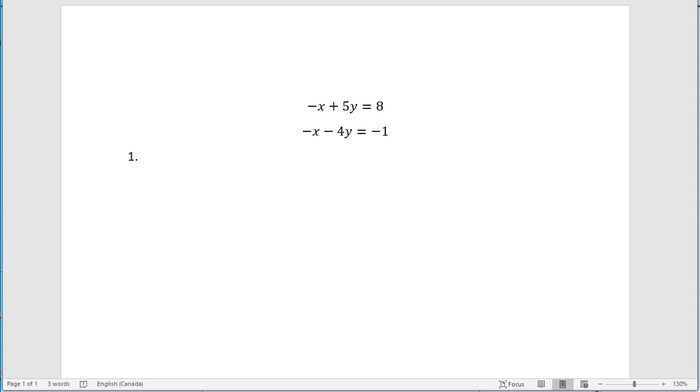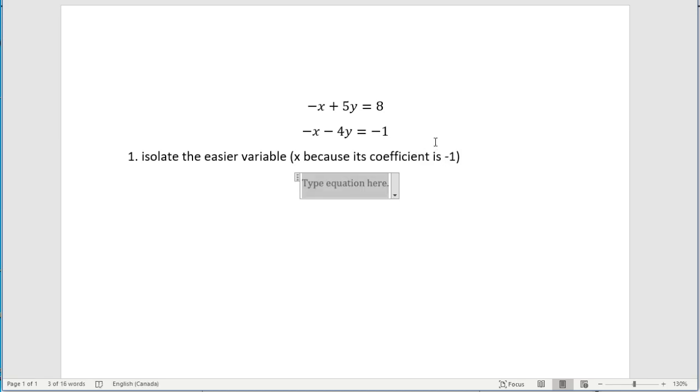The first thing you're going to do in a question like this one is isolate the easier variable. In this question, the easier variable is definitely x because its coefficient is negative 1, whereas y has a coefficient of either positive 5 or negative 4. Either of those would make your job more difficult. Just pick the smallest number that's attached to a variable. So I'm going to isolate x in equation 1. It doesn't matter, you could do it in 2, but I'm just going to work with 1.